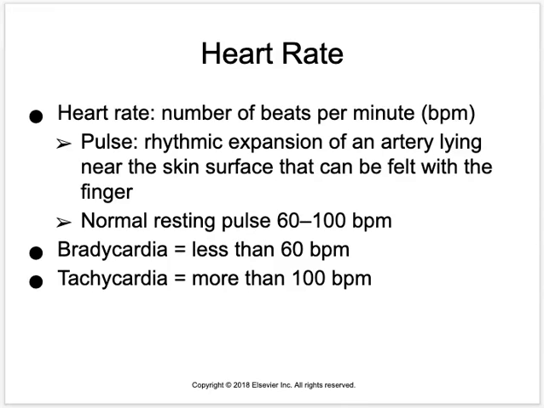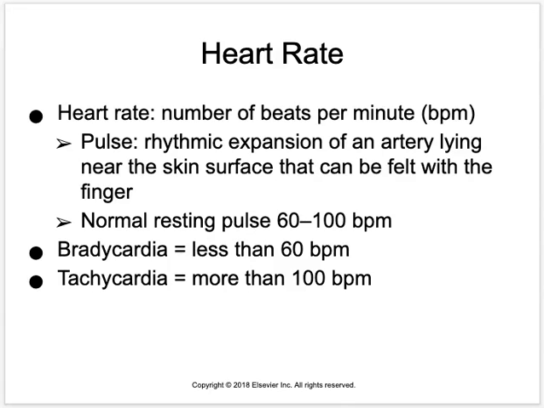So our normal resting pulse for an adult is 60 to 100 beats per minute. Okay, some of the areas that are easy to find your pulse: your carotid artery in your neck, your radial artery in your wrist. Okay, and when we are counting pulse, we often count for 30 seconds and then multiply that number by 2 to get our beats per minute for our pulse.